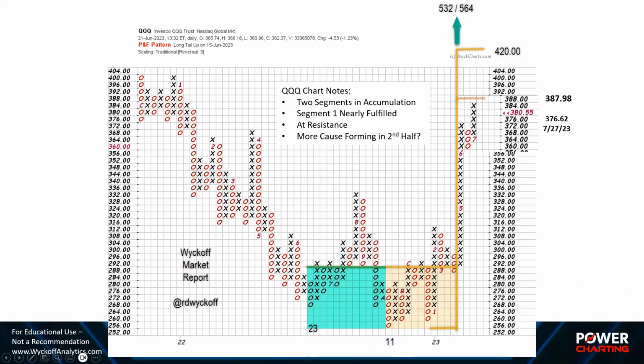This is a 3-box reversal method, and I have a lot of great content on how to count the point and figure horizontal method. But we basically have 11 columns here, and we multiply that by 3 by the scaling. In this case, scaling is 4 points. And this gives us a count up to 388 to 420. And substantial. And at the time, nobody believed that the triple Qs could get up to 388 to 420.